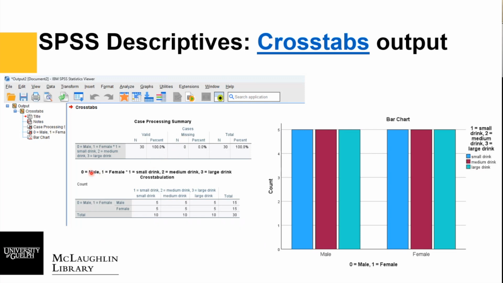And then it gives you your crosstab table. So it gives you the breakdown of, in our case, gender based on group. And all of this is fake data. So I've said we've got 15 male participants, 15 female participants. We've got some folks who like small drinks, some who like medium drinks, and some who like large drinks. This is all fake data. If you had real data, this would be a little bit more meaningful.